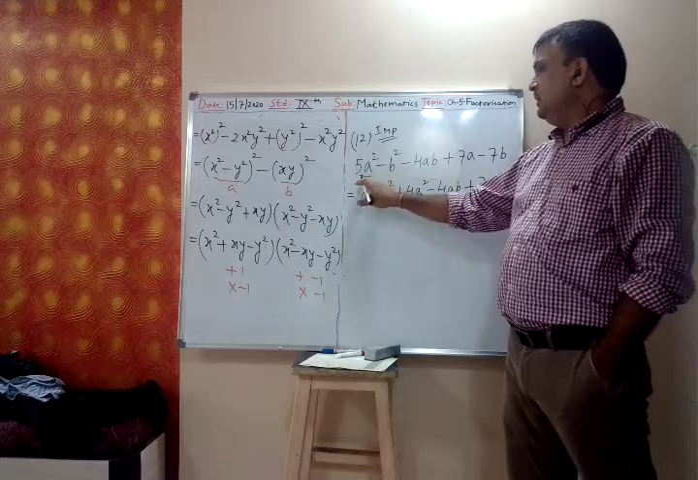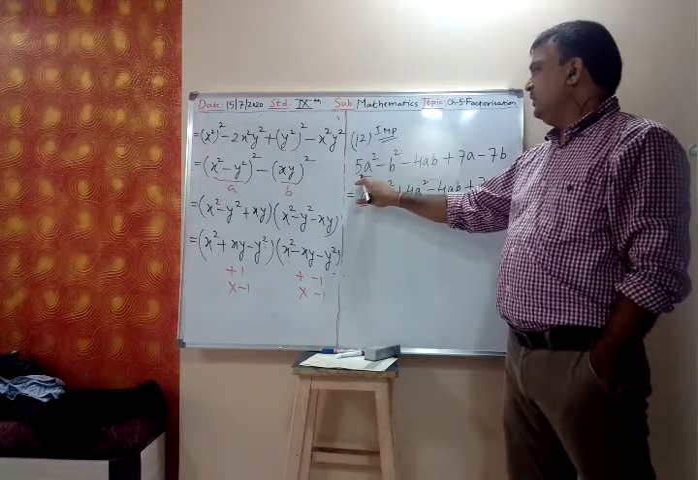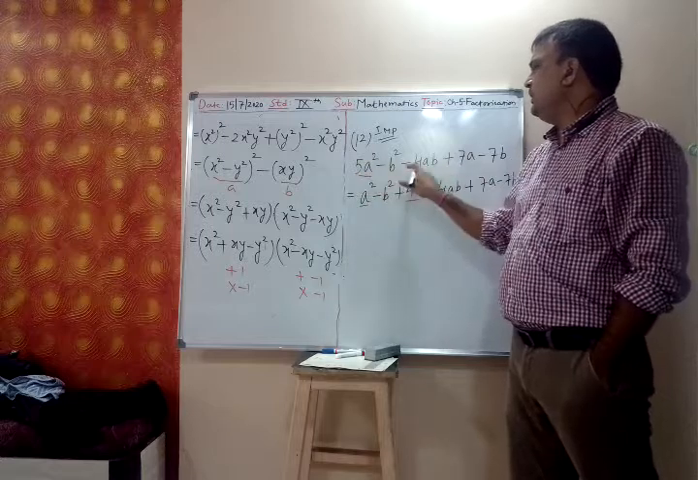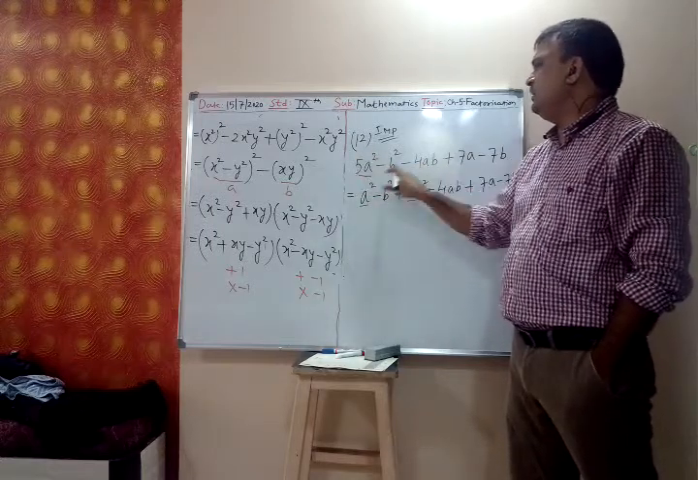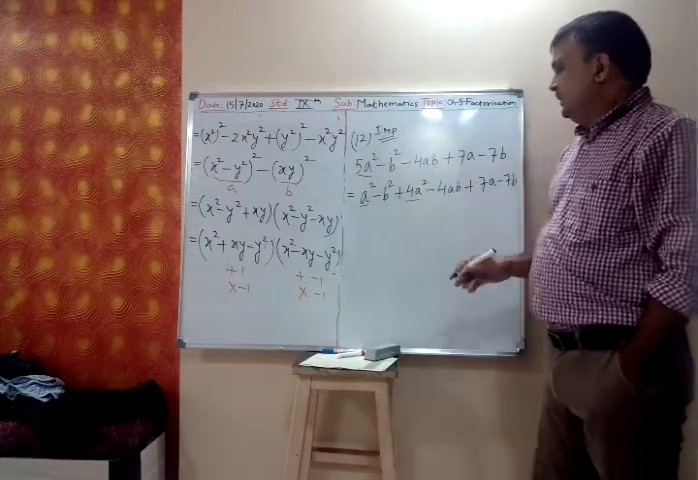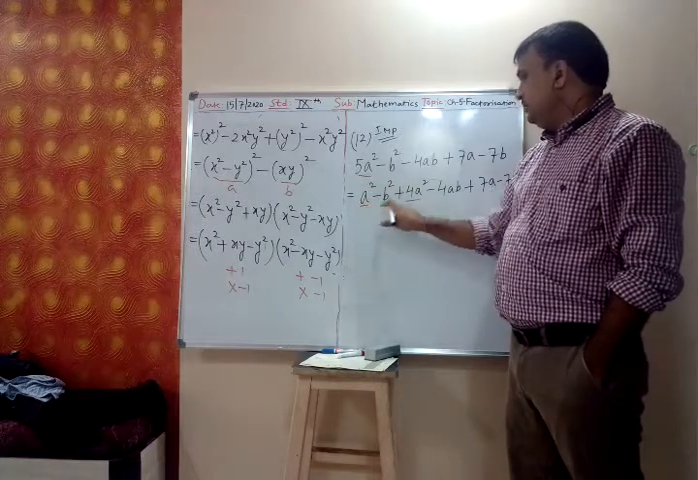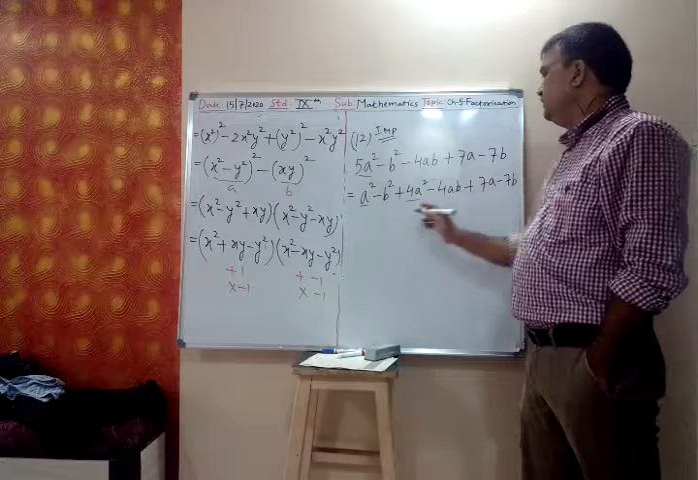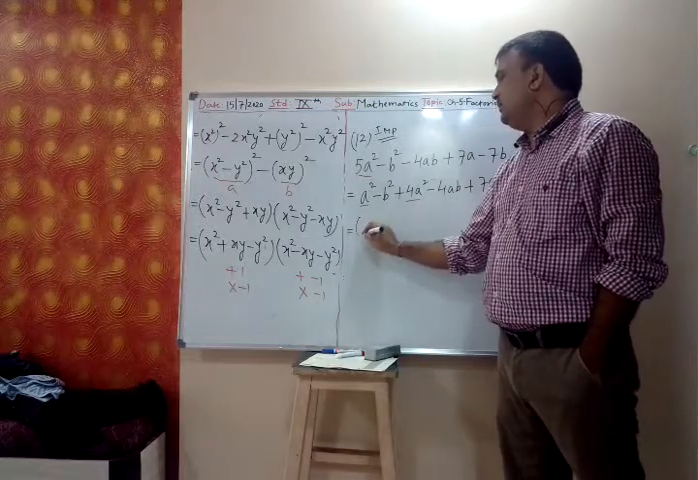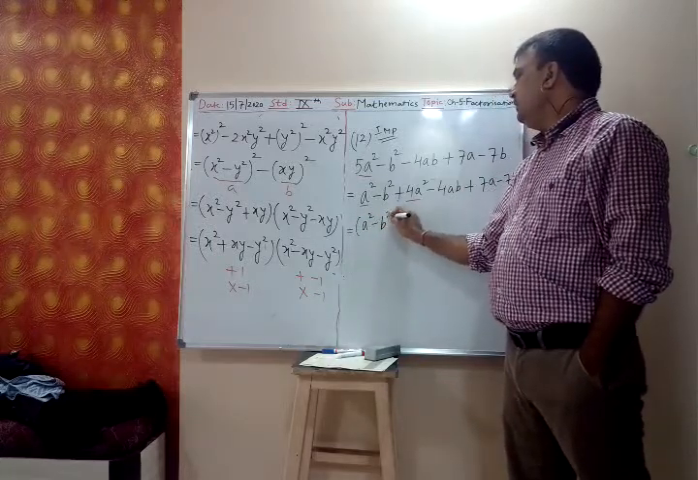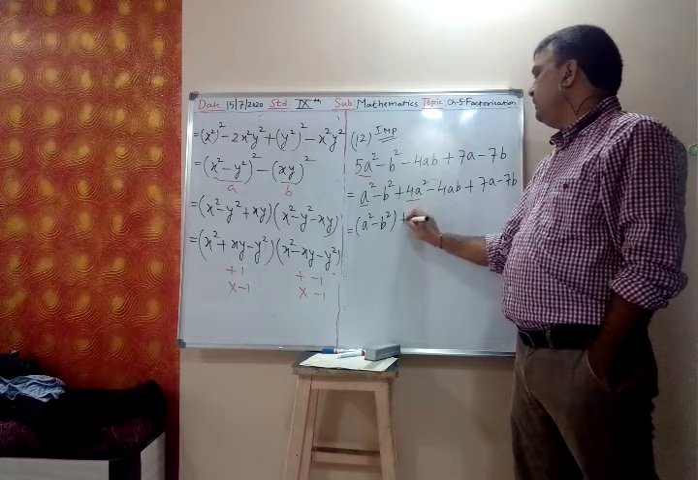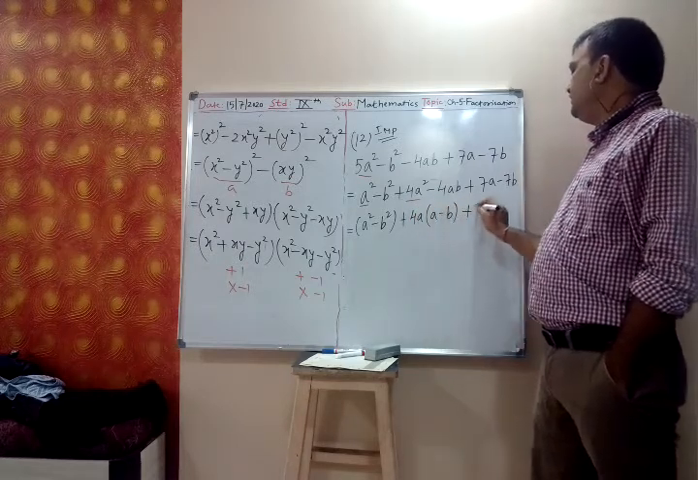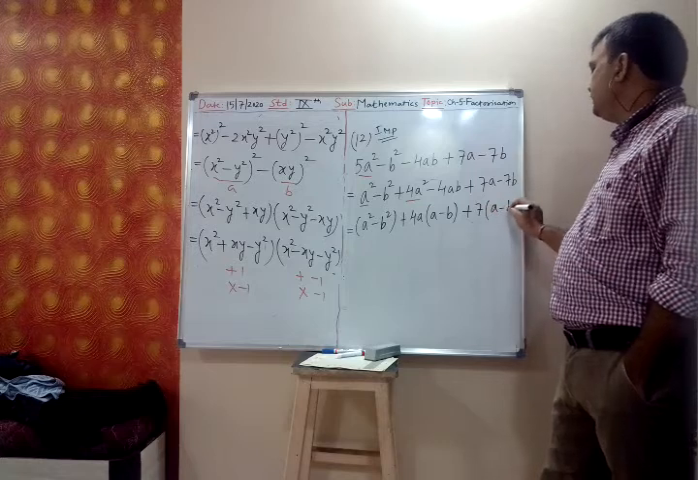Another method is, the first 3 terms, 5a square minus 4ab minus b square, that is a quadratic. You have to solve that. Now 5a square I am writing as a square plus 4a square. Now let us take the first two together, second two together, third. So a square minus b square together I am writing. Then plus 4a square and plus 4ab, I am taking 4a common, then it is a minus b. Then the last, 7a minus 7b, 7 is common.